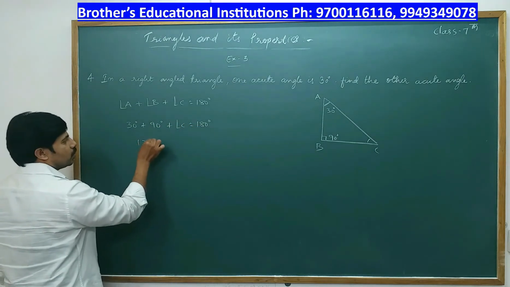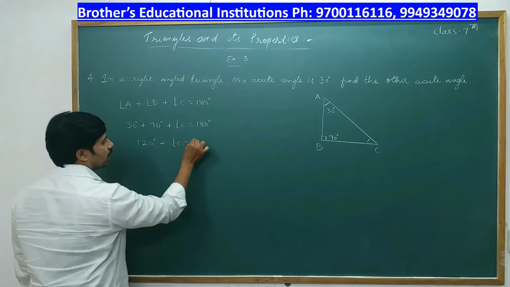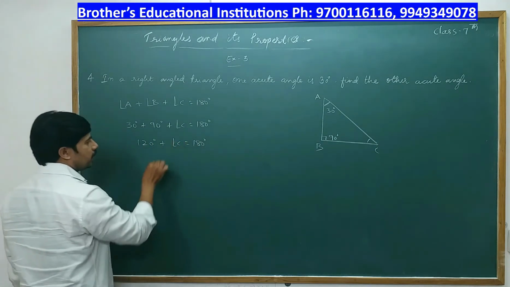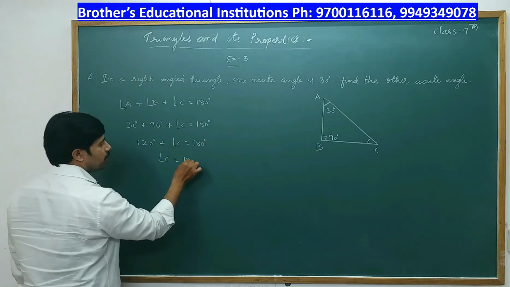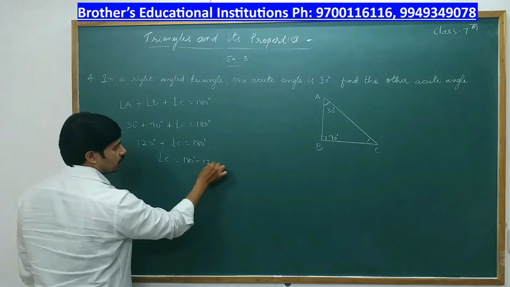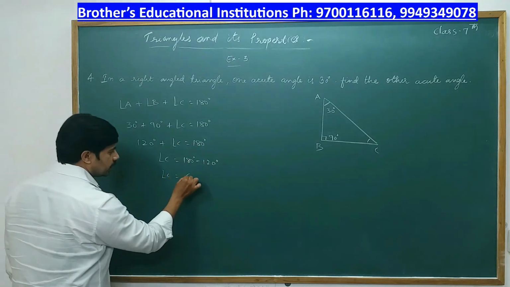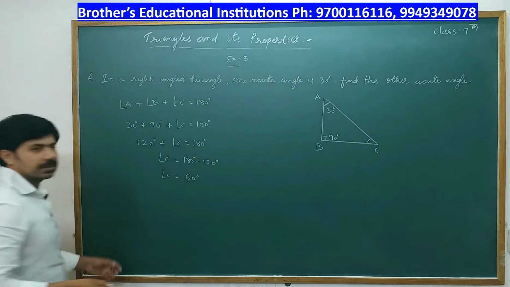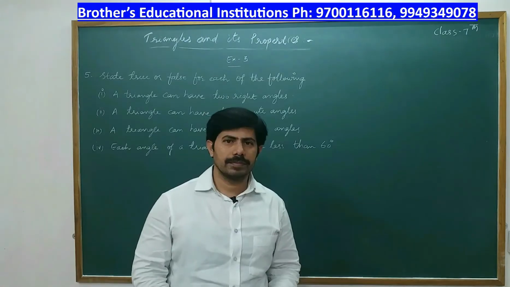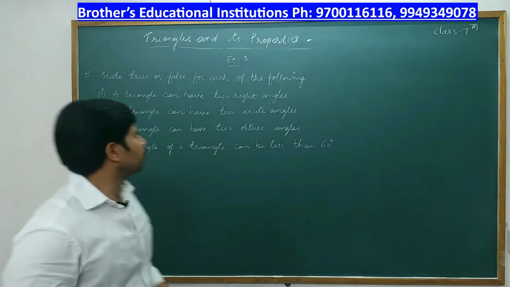So 120 degrees plus angle C is equal to 180 degrees. So angle C will be 180 minus 120 degrees. So 180 minus 120 is 60 degrees. It is completed. Next problem.